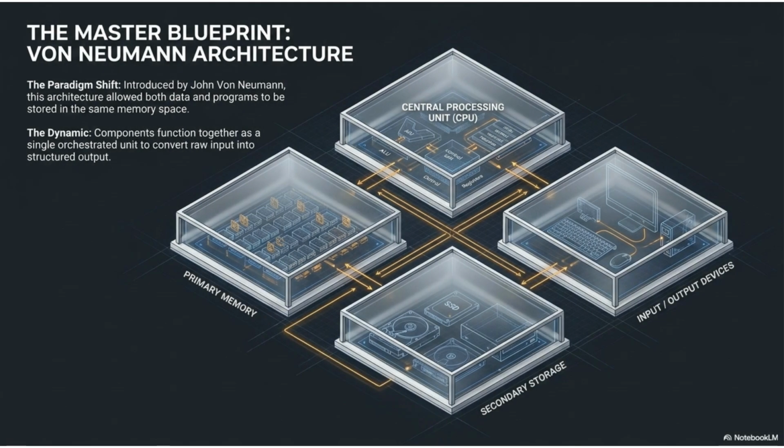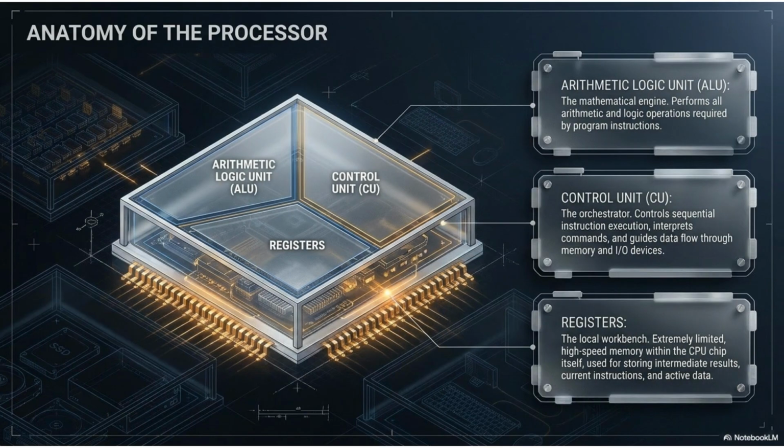At the heart of modern computing is the von Neumann architecture. This design allows both data and programs to reside in the same memory space, enabling different components to function as a single, orchestrated unit that transforms input into output. The processor is the engine of this system. It comprises the arithmetic logic unit for mathematical operations, the control unit for managing instruction execution, and registers, which serve as high-speed, local workspaces for active data.